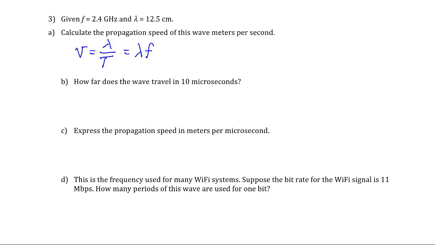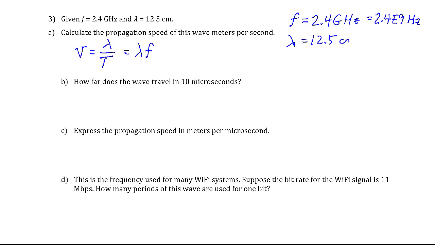Wavelength times frequency. And I'm going to go ahead over here and write the frequency is 2.4 gigahertz. And I'm going to rewrite this as 2.4 times 10 to the 9th hertz. I'm also going to take the lambda as 12.5 centimeters and turn that into meters. It's a factor of 100 for a centimeter, so I move it over 2 decimal places, 0.125 meters. These are the numbers I'm going to plug into this equation for lambda and f.